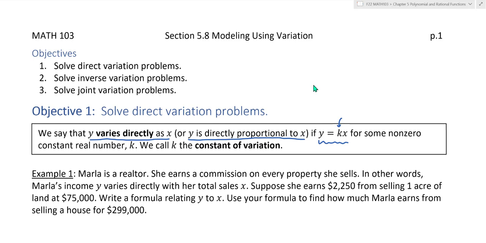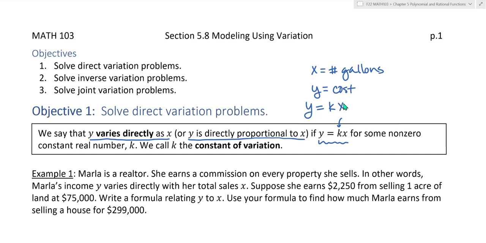Maybe it's the price per gallon of gas, and so x is how many gallons we purchase, and y is how much it costs, like the total cost. Then y is directly proportional to x, or varies directly as x, and the k value would be the current price per gallon. So there's all kinds of things you could think of for this example.